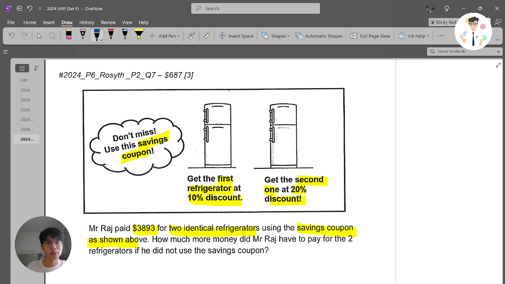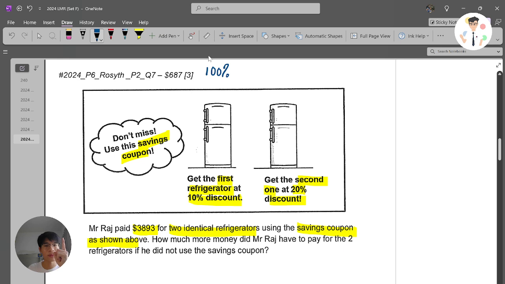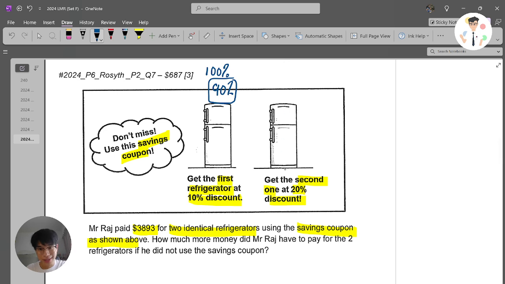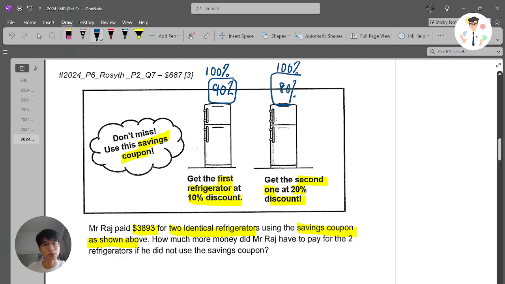That basically means that if 100% is the price you need to pay for one fridge, you will only need to pay how many percent? 90%, because it's a 10% discount. So you only need to pay 90%. And the second one is again 100%, and you need to pay only 80%. Wow, that's quite a lot. And you are paying using the same coupon. So this is the amount you pay with this 90% and with the 80%.